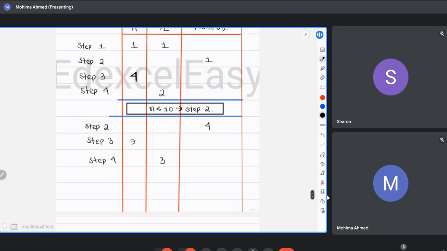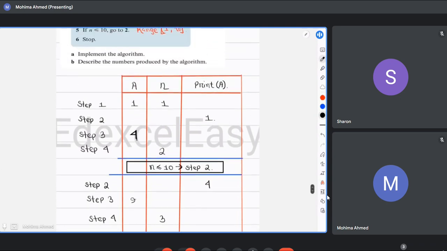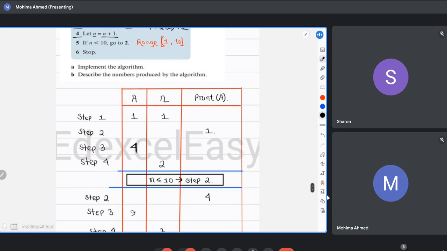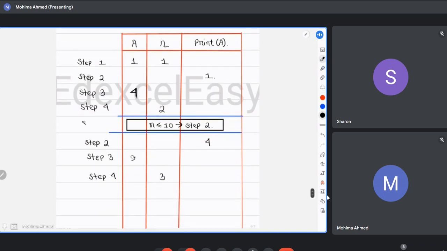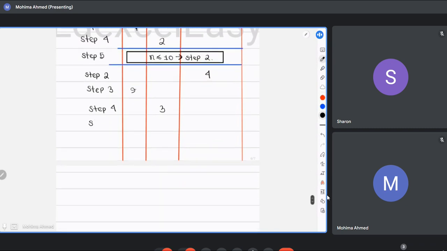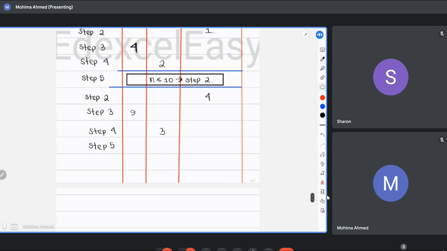n is still less than or equal to 3, less than or equal to 10, right? Because if you remember, step 5 was that if n is less than or equal to 10, go back to step 2. This is, by the way, step 5. Right? Then again, for step 6 this time, I'm going to go back to step 2. So for step 5, again, the same procedure happens. I'll just copy this.